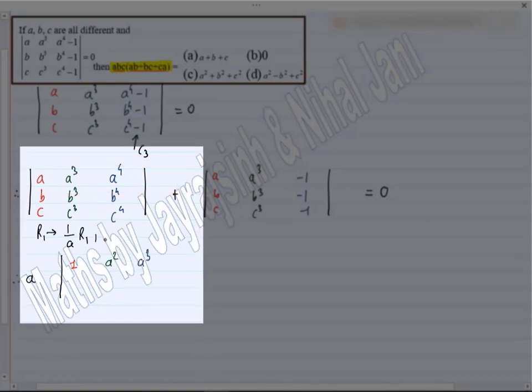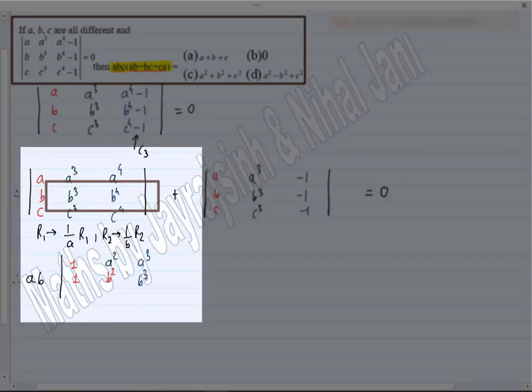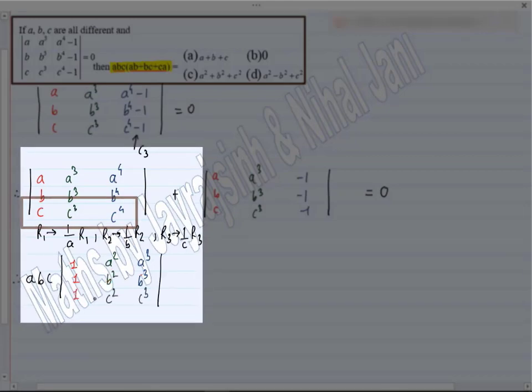Similarly, the second row can be divided by B. So we have to multiply by B, and the second row will be 1, B square and B cube. And in the same way, with the third row divided by C, we will get 1, C square and C cube.